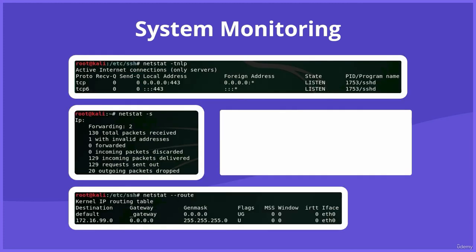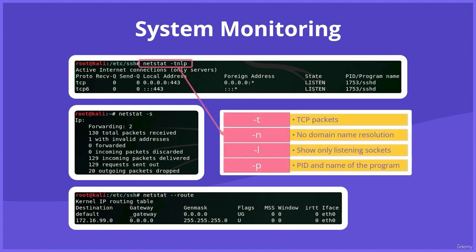Now, to check the status of the network, netstat can be used to list out all of the network socket connections on a system. There are some important parameters to netstat. -t is the parameter used to get TCP packets. -n is used to avoid domain name resolution. -l is the parameter used to list only the listening ports.